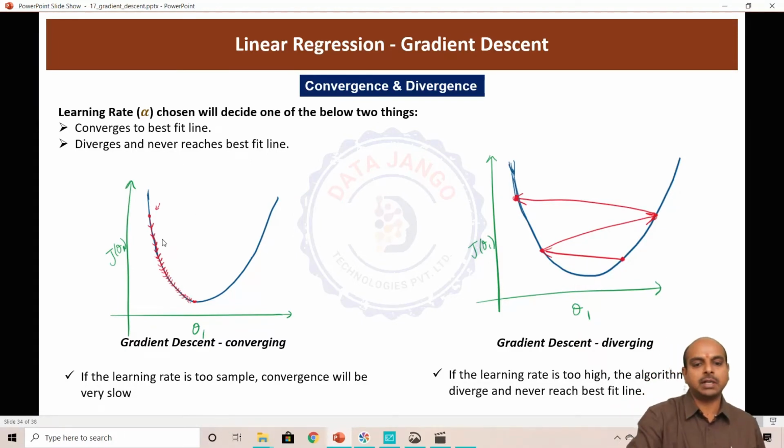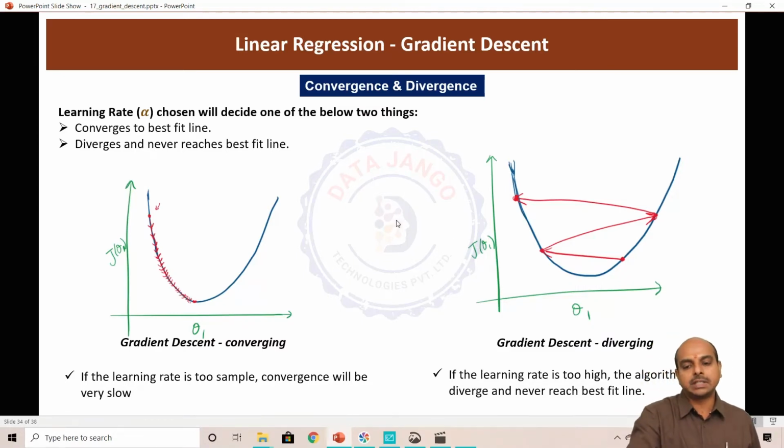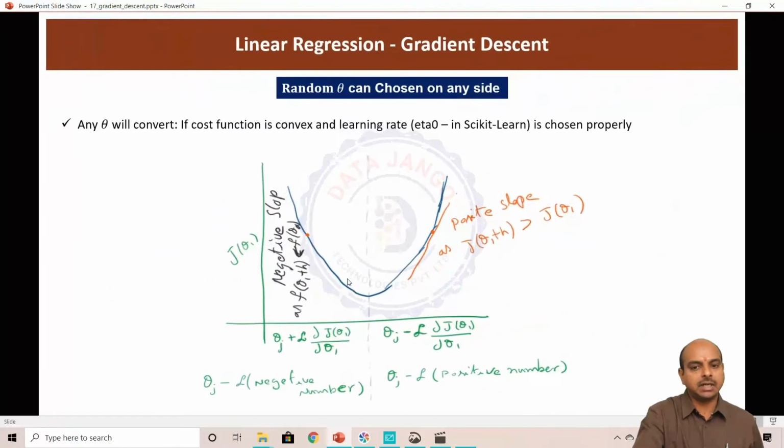The same points were written here. If the step size, the alpha, is too small, convergence takes too long, and you may have to run more iterations. If it is too big, it may diverge. So by looking at the error, you can decide whether to reduce or increase the alpha. This is called hyperparameter tuning. You adjust the learning rate and make the model converge faster towards the global minimum. So that is about convergence and divergence.